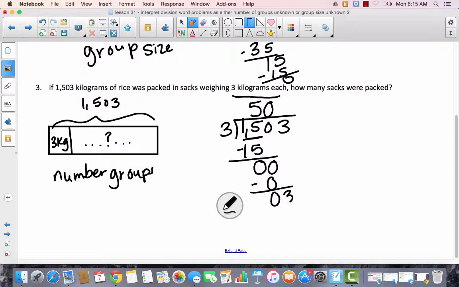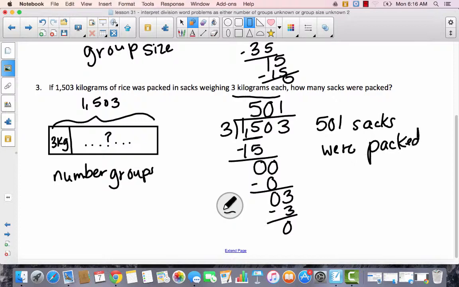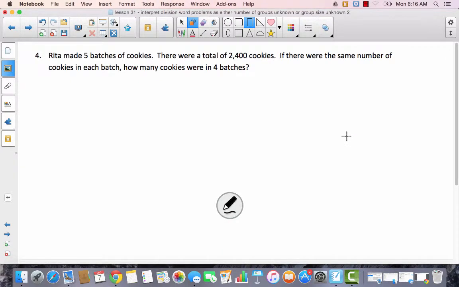And now I have 3 ones. 3 ones divided by 3 is 1. And 1 times 3 is 3. So that means that I could have 501 sacks. So how many sacks were packed? 501 sacks were packed. That rhymes. So we found out the number of groups. There was 501 groups. All right, let's take a look at number 4.